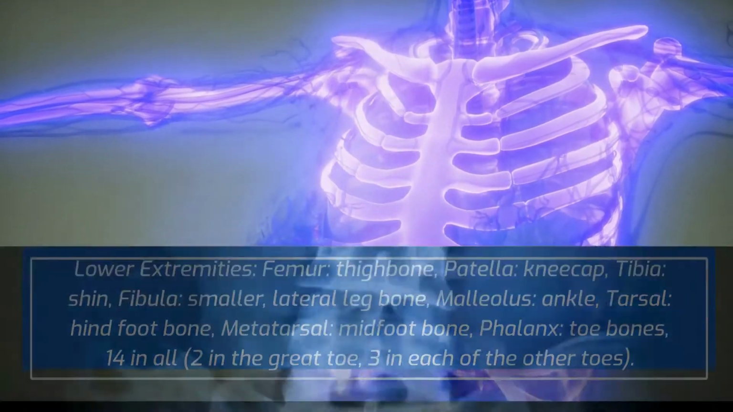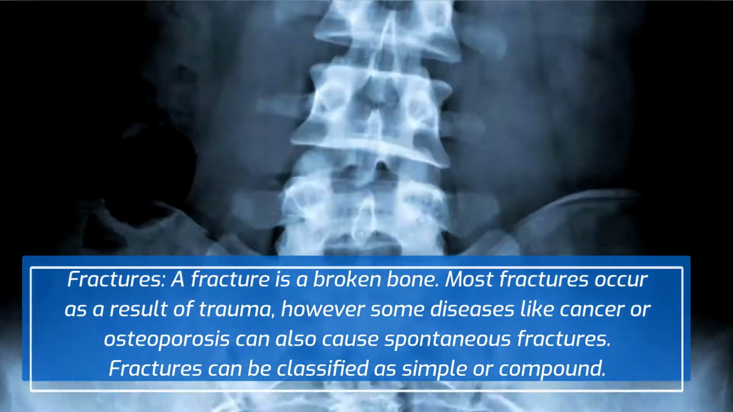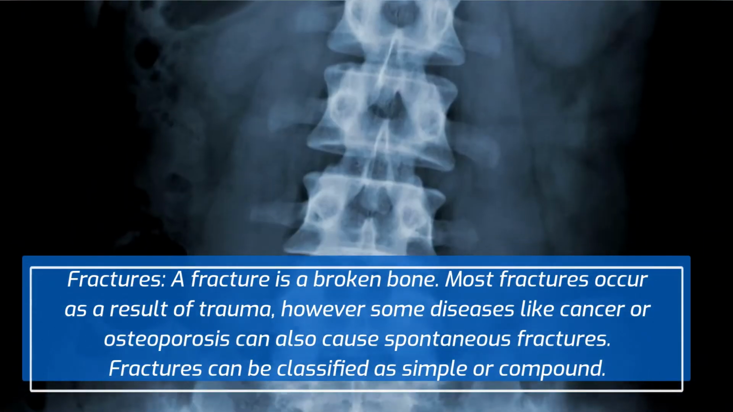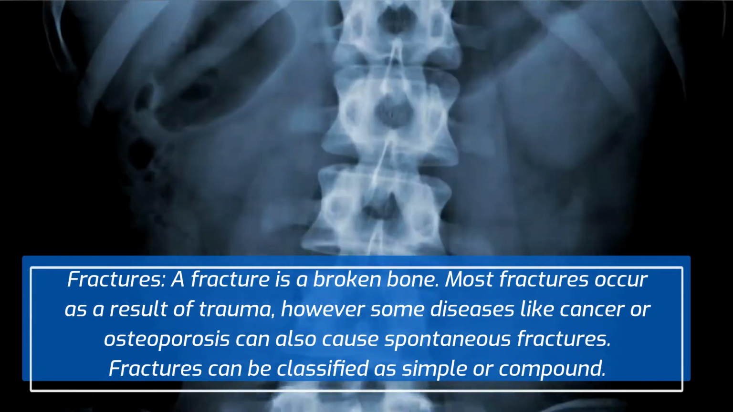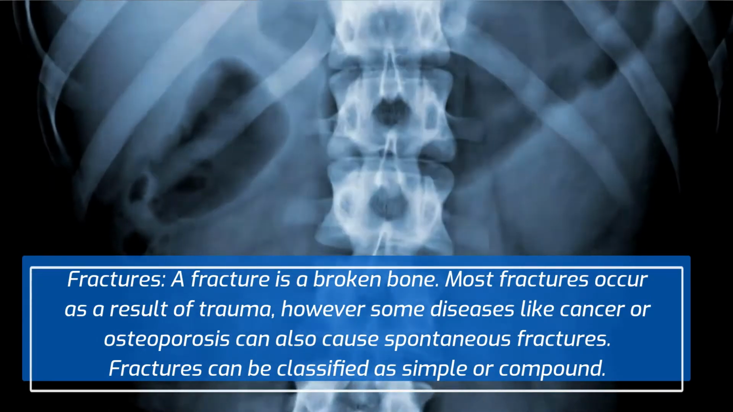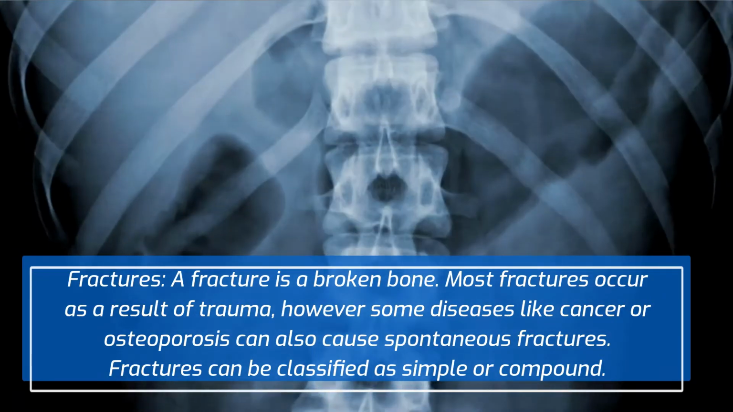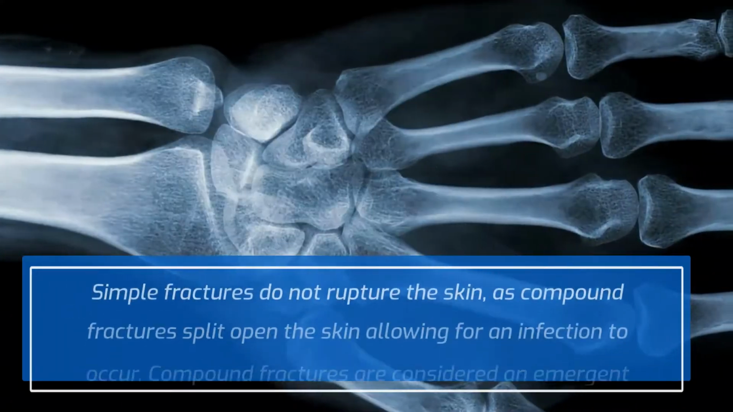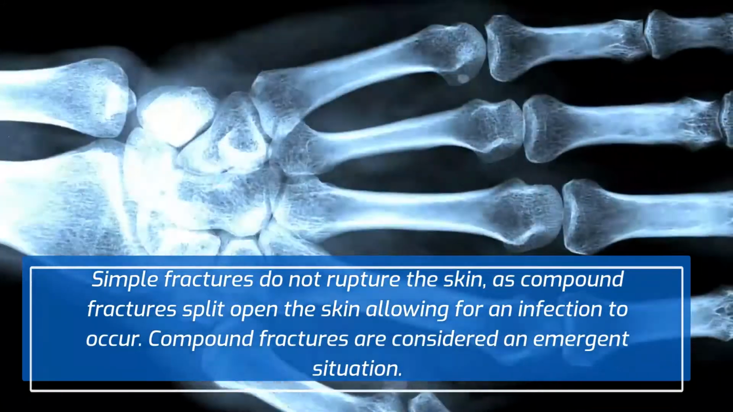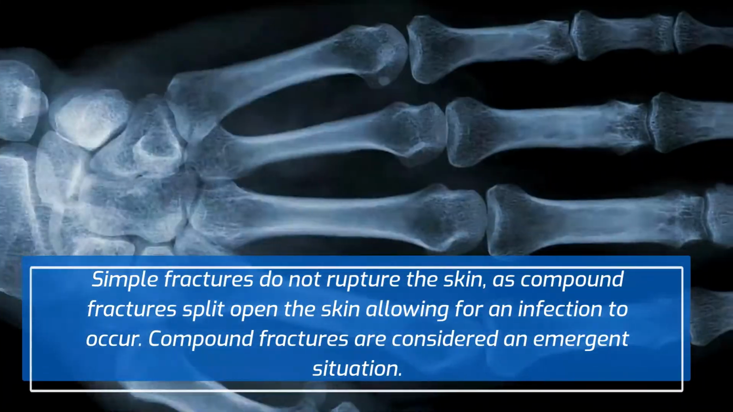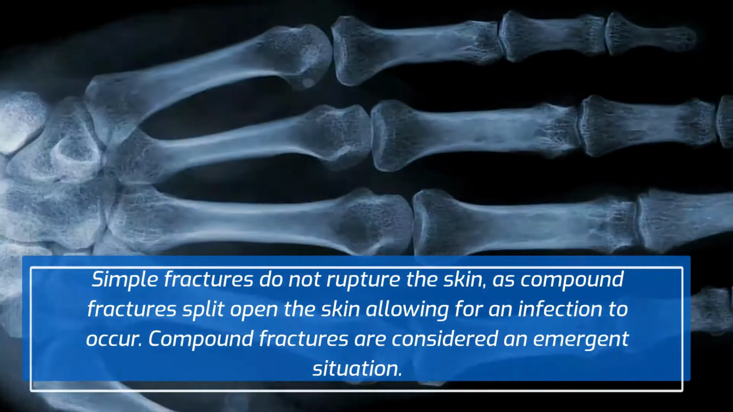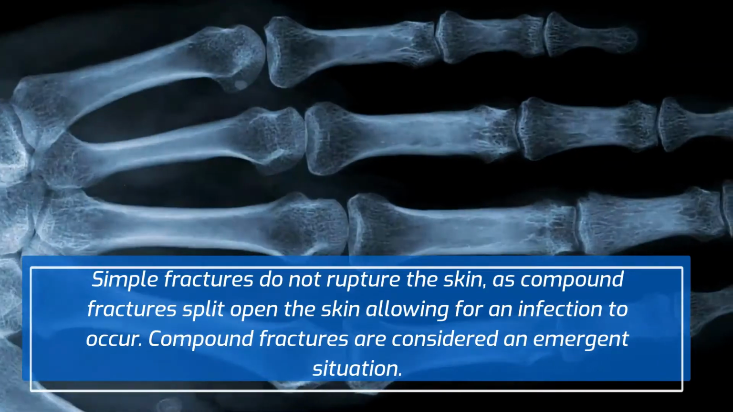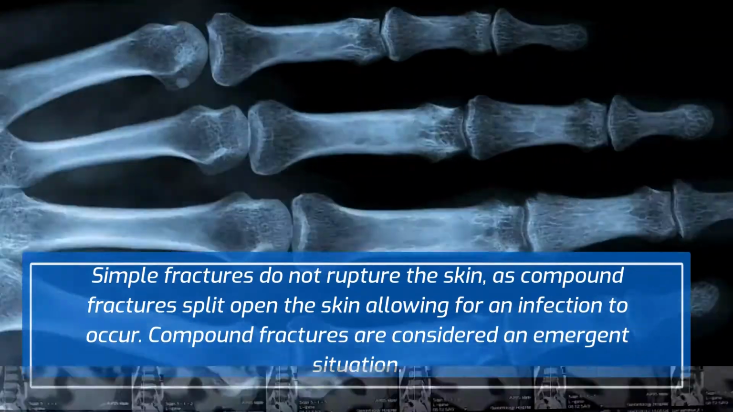Fractures. A fracture is a broken bone. Most fractures occur as a result of trauma, however some diseases like cancer or osteoporosis can also cause spontaneous fractures. Fractures can be classified as simple or compound. Simple fractures do not rupture the skin, while compound fractures split open the skin, allowing for an infection to occur. Compound fractures are considered an emergent situation.